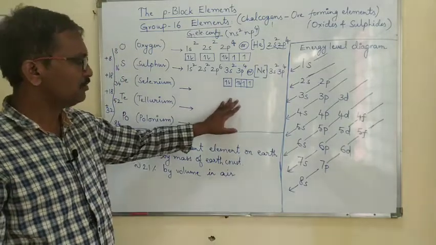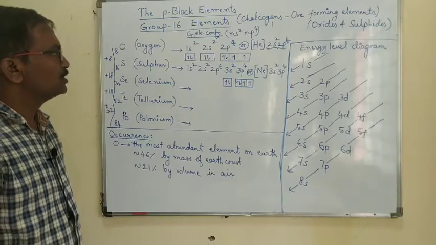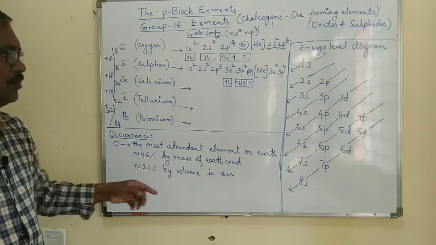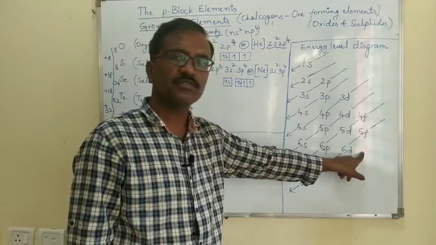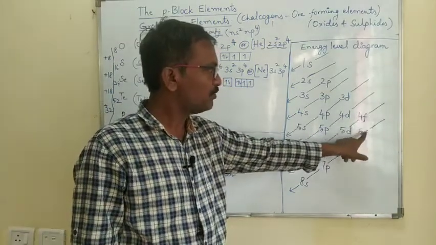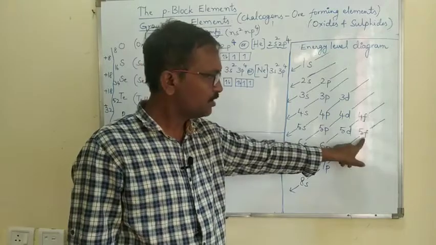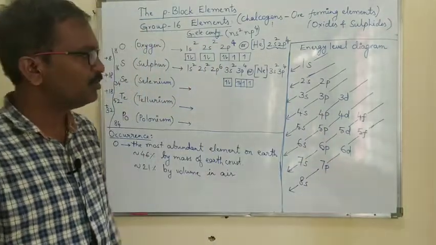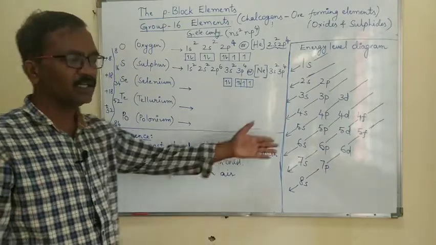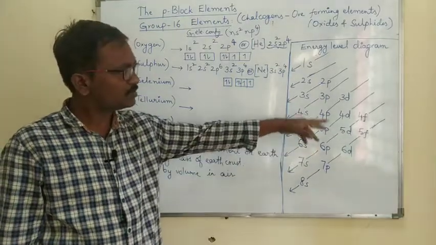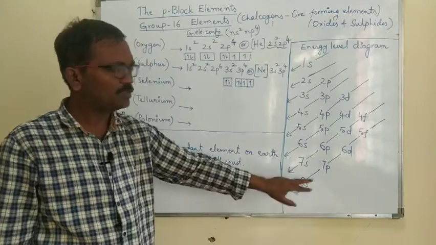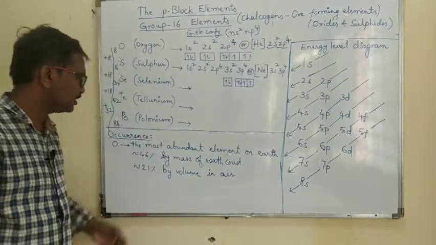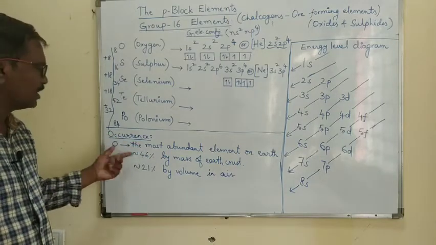That is the homework. Only 4f and 5f, there is no 6f, because 4f consists of lanthanides and 5f consists of actinides. There is no more element, there is no 6f in the periodic table. You have already studied this in first year chemistry, right? The next one is the occurrence.